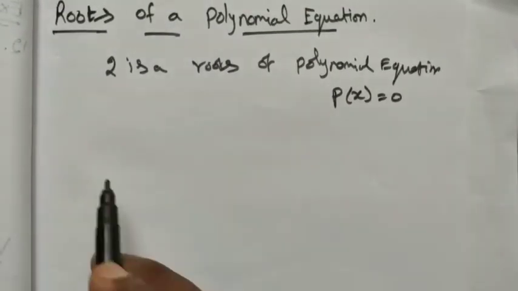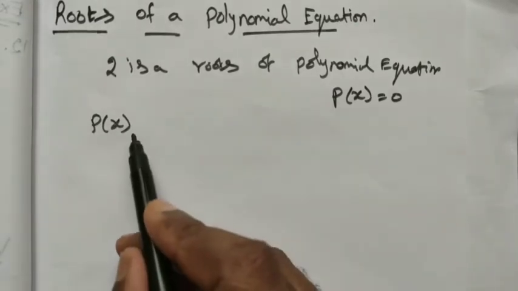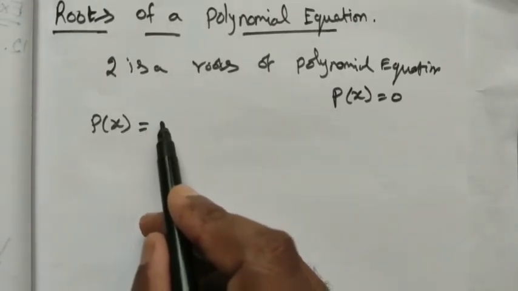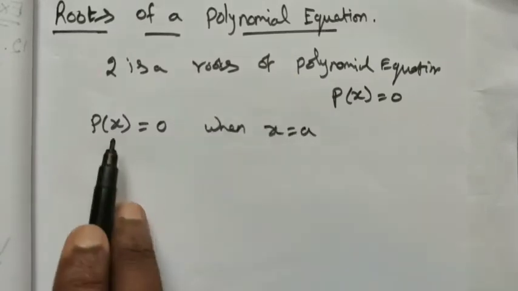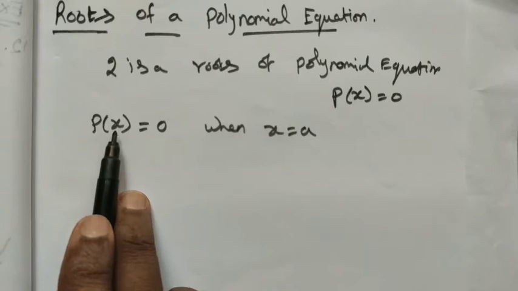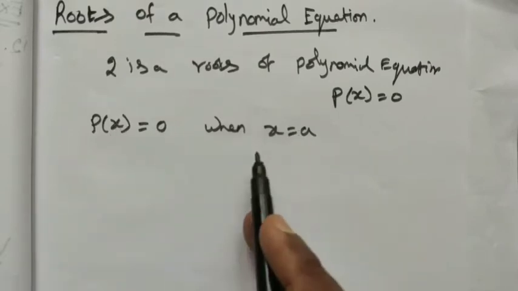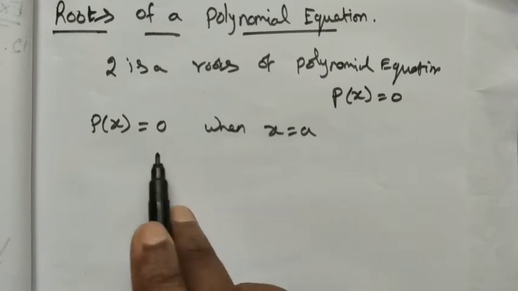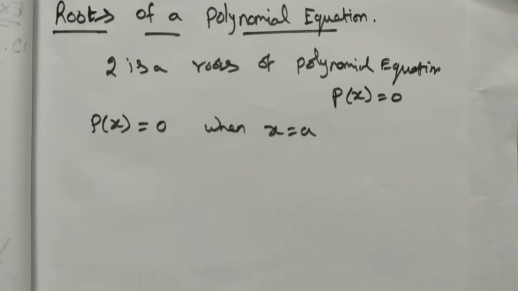Then in general we say that p of x is a polynomial. This polynomial is equal to 0 when x is equal to a. When I apply x is equal to a in this polynomial and it becomes 0, that is called a zero of the polynomial, and also a root of the polynomial equation. Zeros of the polynomial are nothing but the roots of the polynomial equation, right?